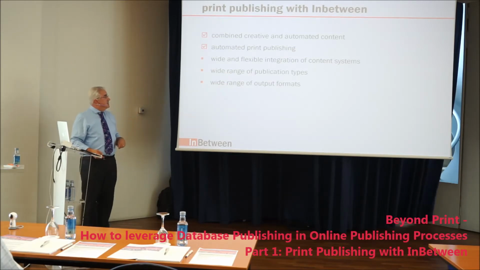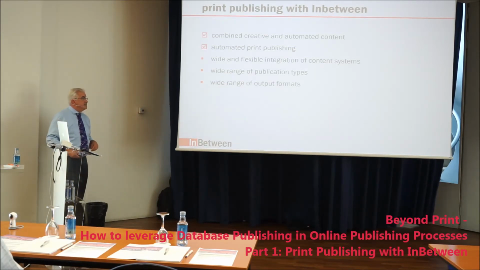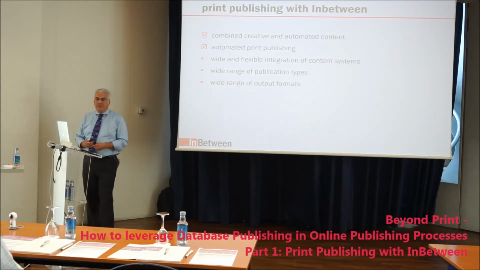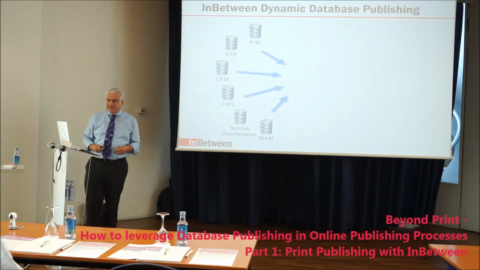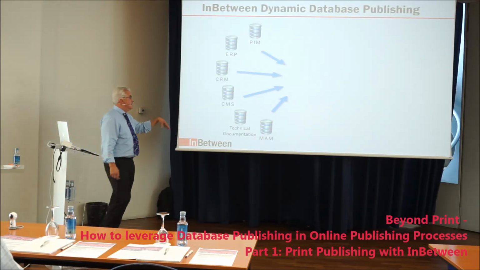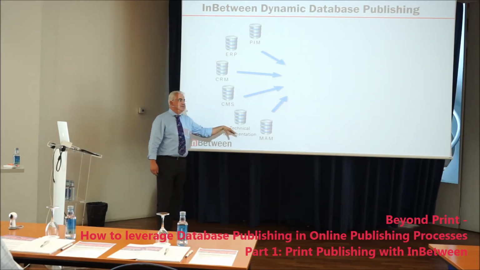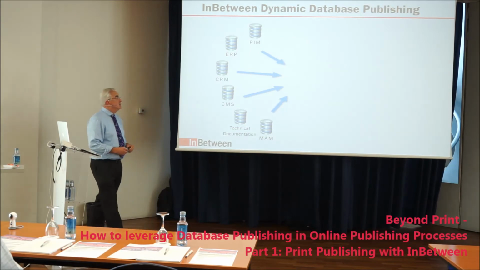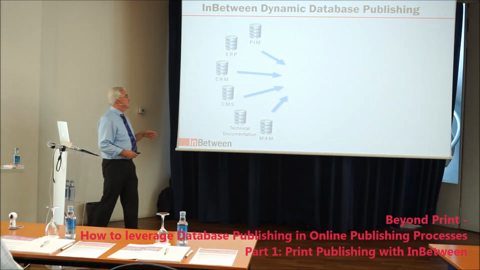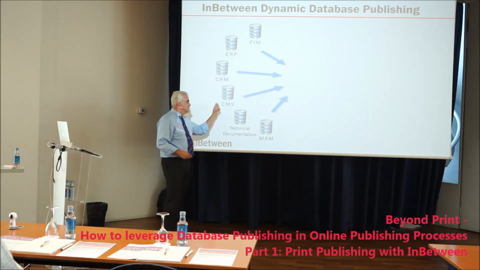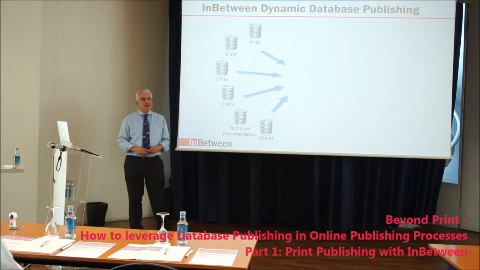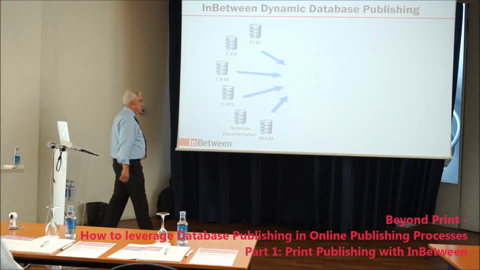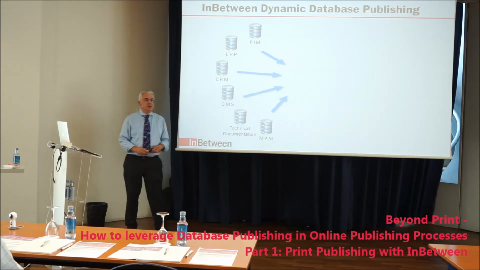The next few points I want to talk about: wide and flexible integration of content systems, wide range of publication types, and wide range of output formats which we deliver with InBetween. So we can integrate a whole range of different systems. Typically we use product information data coming from PIM systems, but we can also integrate ERP, CRM, content management systems. We can obviously integrate media asset management, digital asset management systems. We can even integrate technical documentation.